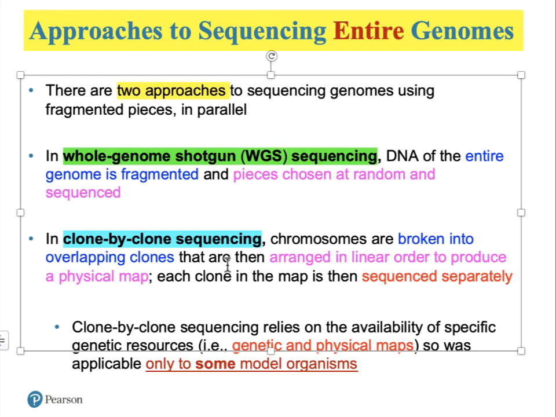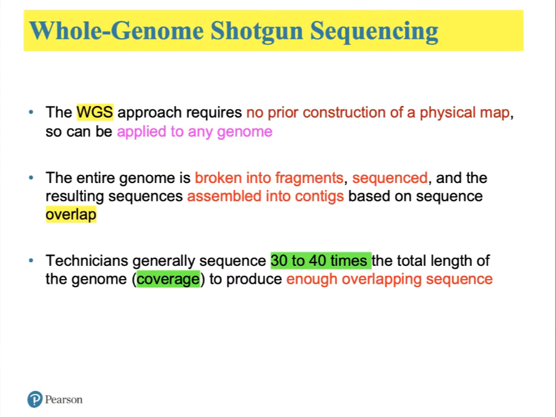The second method has a caveat in that it relies on existing resources to enable the researchers to apply this technique. So only some model organisms are amenable. Unlike the whole genome shotgun approach, WGS, where any organism is subject to this technique, no prior construction of physical maps or anything else is necessary. The entire genome is broken into fragments, sequenced, and the resulting sequences are assembled into these contigs.